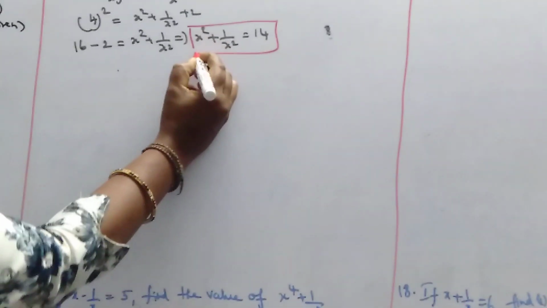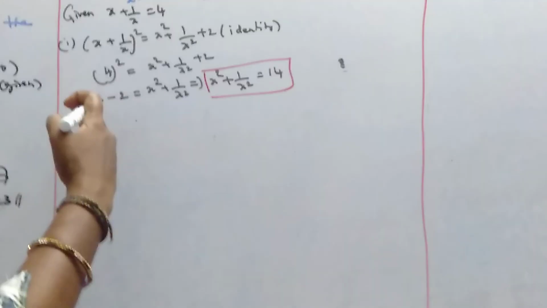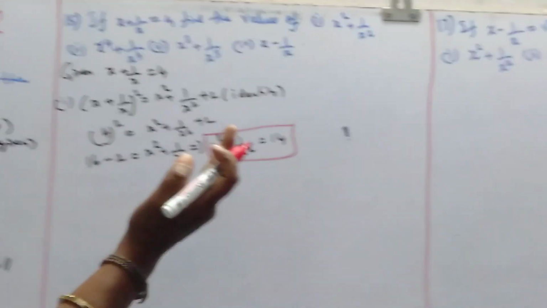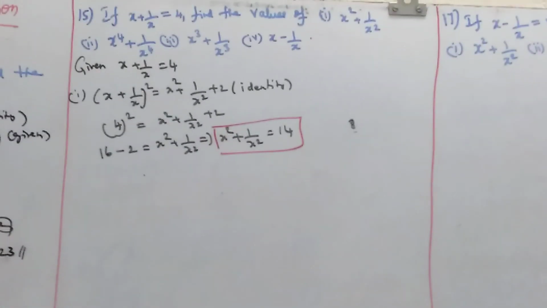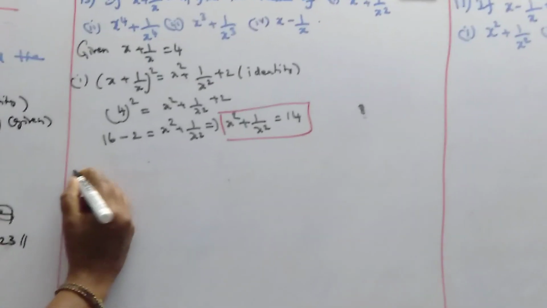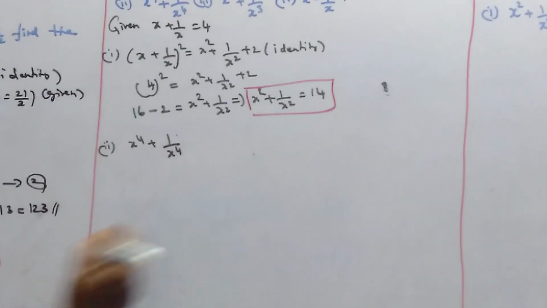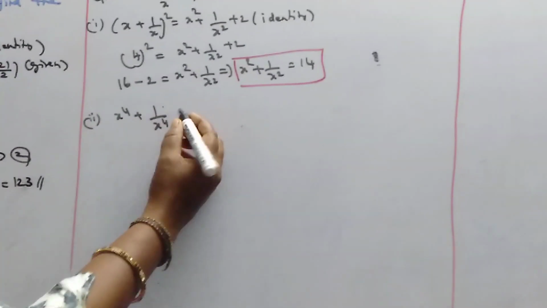Very simple, right? Only one identity. Substituting those values, taking the unknown to one side and the known to the other side. Very simple, it's easy. The next, second subdivision, what we are going to do here is x power 4 plus 1 by x power 4, right? So very simple.